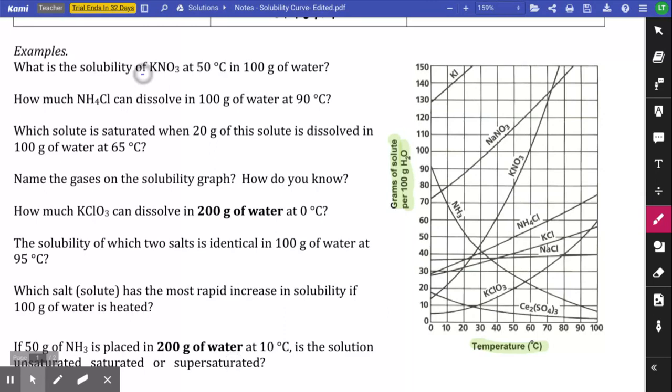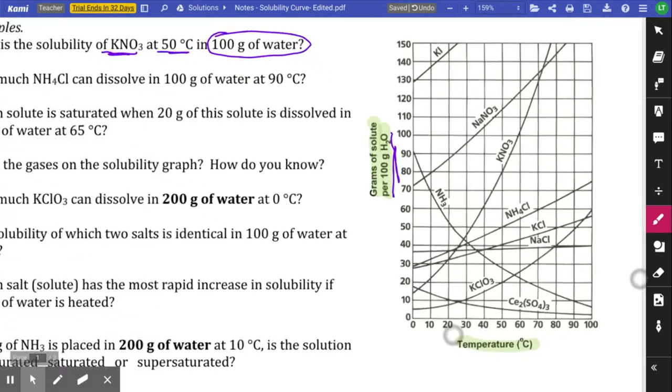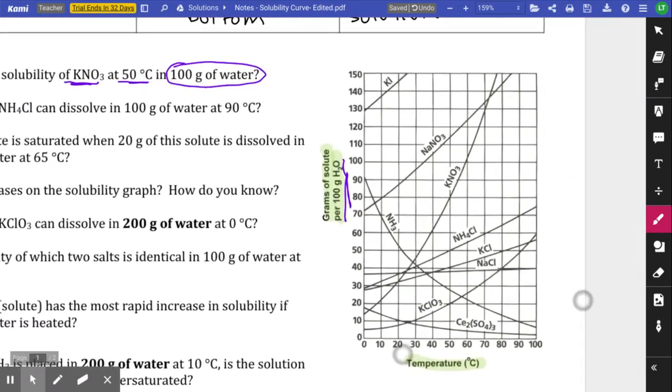So our first question wants to know, what is the solubility of KNO3 at 50 degrees Celsius in 100 grams of water? Now, for the most part, we can ignore that 100 grams of water as long as it matches what I have on the y-axis of my graph. We'll talk about that more in a minute when we get to one that doesn't say 100 grams of water.